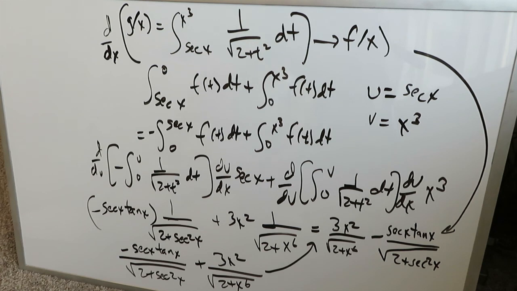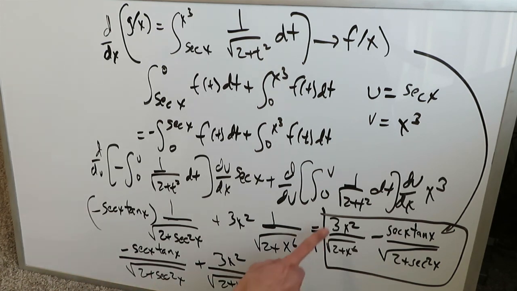You can imagine doing the integration of all of this would be very tricky, let alone then the derivative of that. And that pretty much is our answer: 3x squared divided by the square root of 2 plus x to the 6th, minus secant x tan x divided by the square root of 2 plus secant squared x. So pretty much that's it for this video.